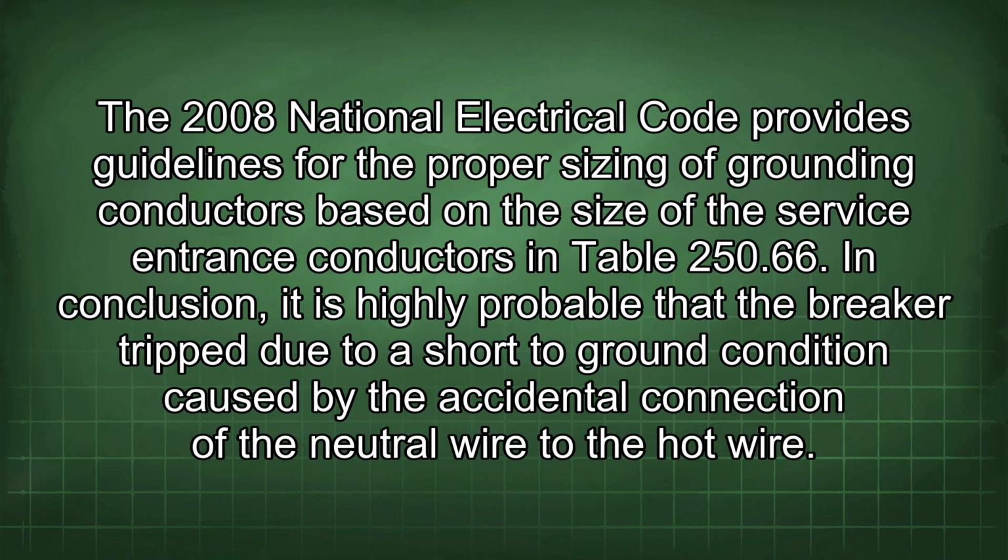The 2008 National Electrical Code provides guidelines for the proper sizing of grounding conductors based on the size of the service entrance conductors in Table 250.66. In conclusion, it is highly probable that the breaker tripped due to a short to ground condition caused by the accidental connection of the neutral wire to the hot wire.